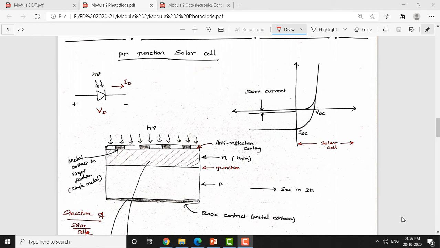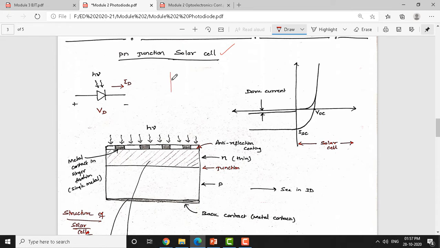Okay, last class we focused on photodiodes. Now let us start discussing the PN junction as a solar cell. Solar cell, you know, is a basic diode PN junction wherein you can harness the solar energy and convert that into electrical energy.